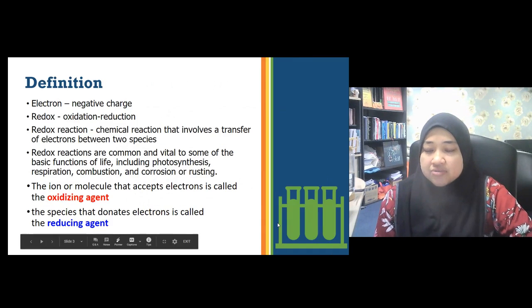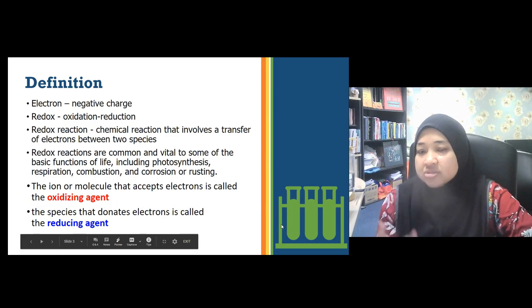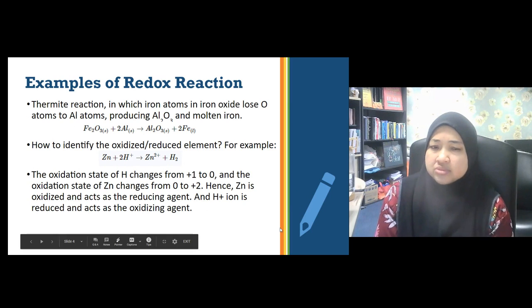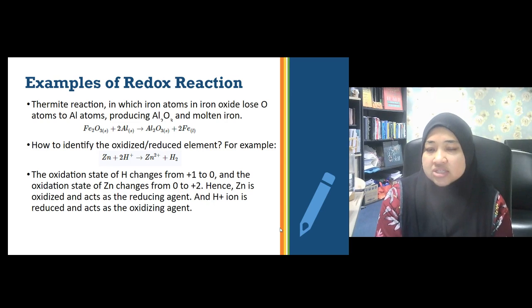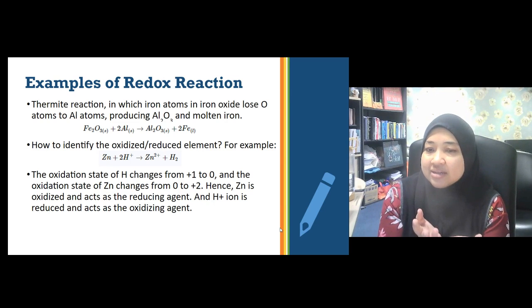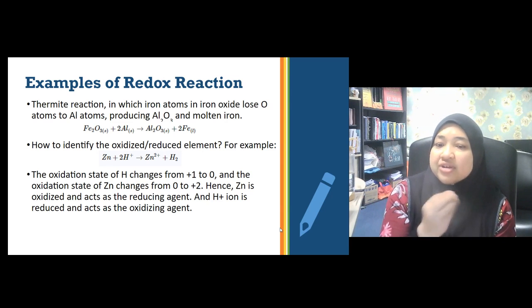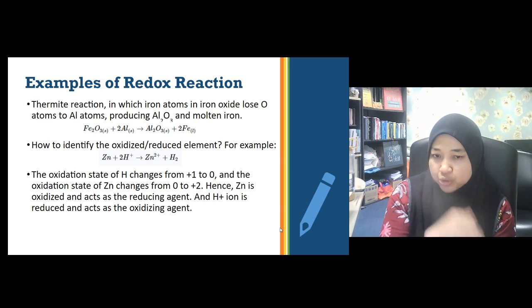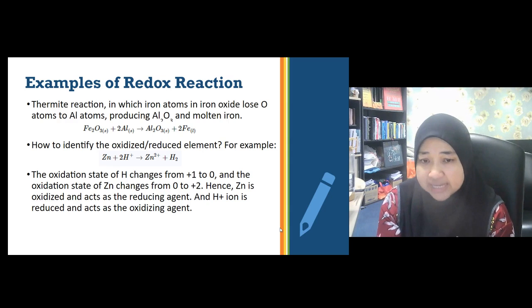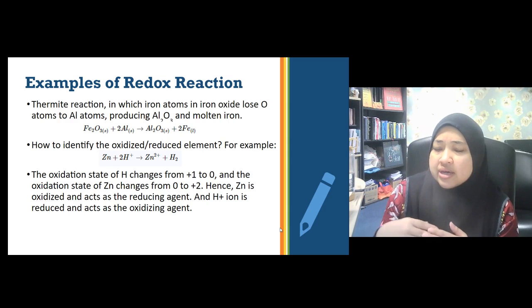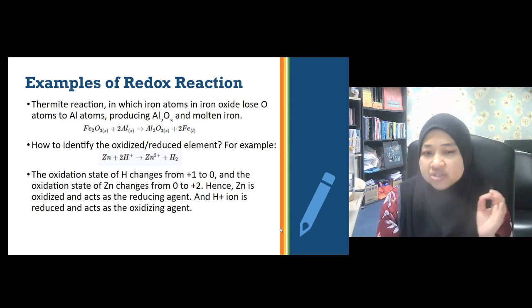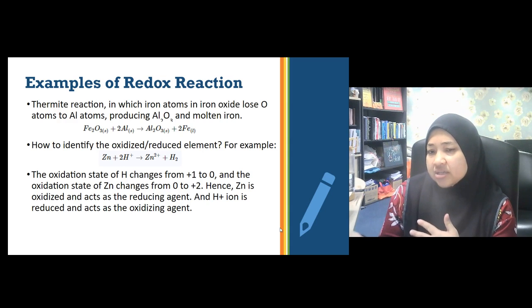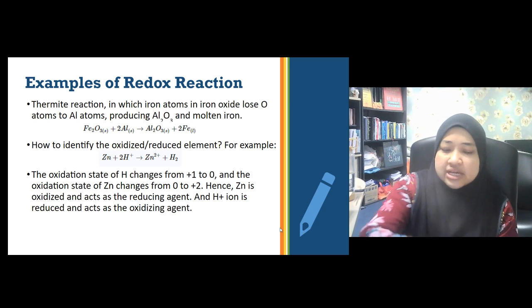Remember, just now we said that the one that accepts electrons we call the oxidizing agent. So zinc is oxidized and acts as a reducing agent. Why reducing? Because zinc has electrons to spare, and because hydrogen ion lacks electrons, zinc donates electrons to hydrogen. That's why we call it the reducing agent. The process it undergoes is oxidation, and hydrogen ion is reduced. It had fewer electrons before, and then it accepts more electrons from zinc. So we call it the oxidizing agent, and it is reduced.